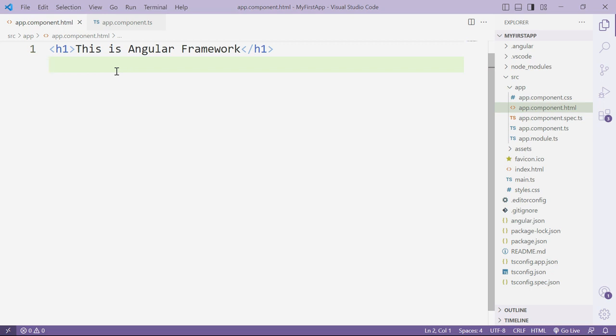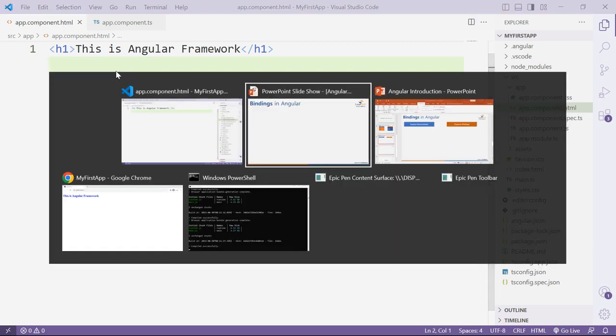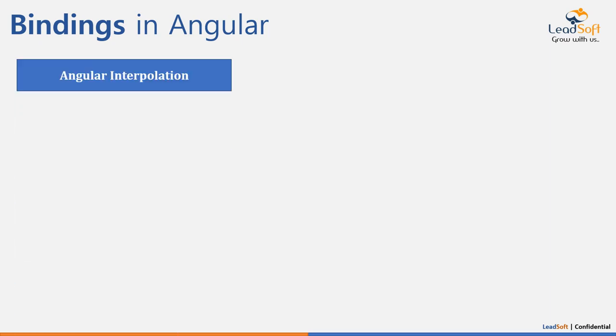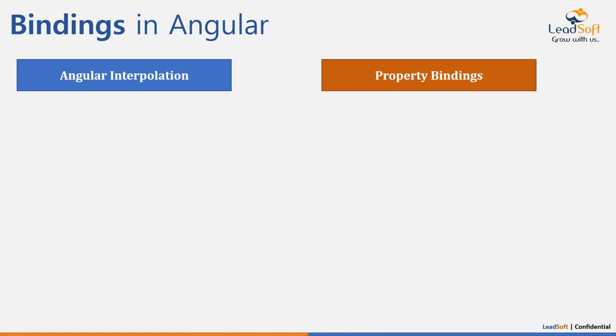In Angular, there are three ways to perform this binding. One is using interpolation, which we are going to understand. Another is using property binding, and one more way is two-way binding. Two-way binding will require more time, so we are going to cover it in our next video tutorial, but these two concepts we are going to use right here.